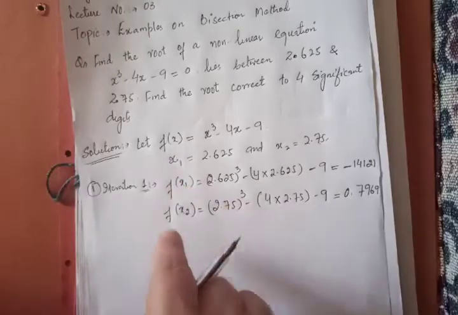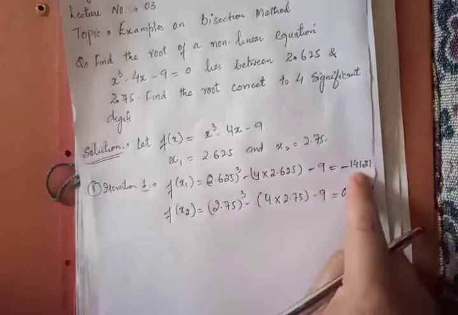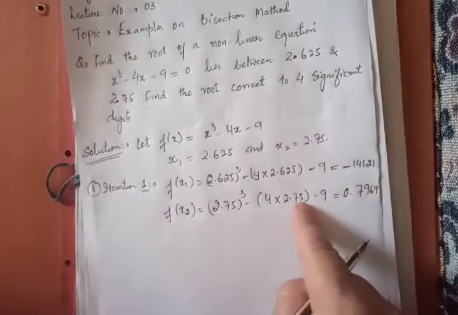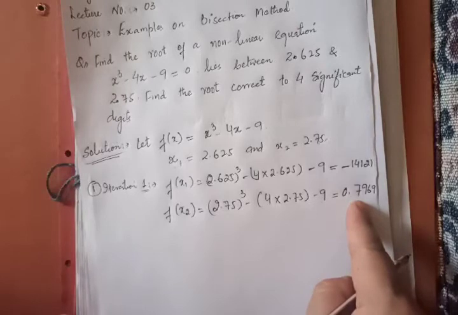In the previous class, I told you we can only solve the question when the signs of f of x1 and f of x2 are opposite. We calculated this, its sign is negative. We calculated this, its sign is positive. That means yes, we can find the root using the same method.